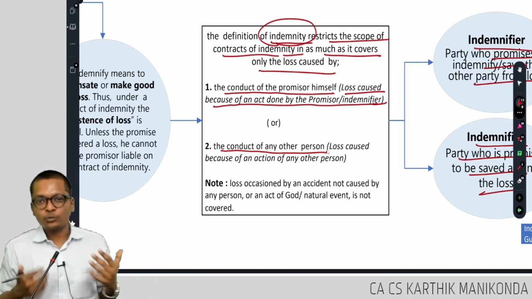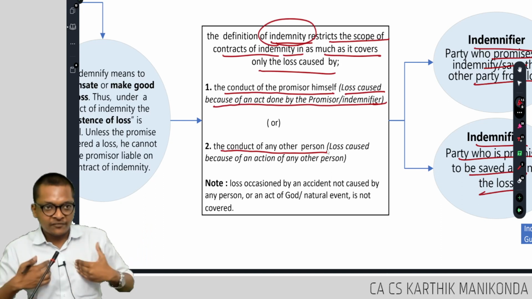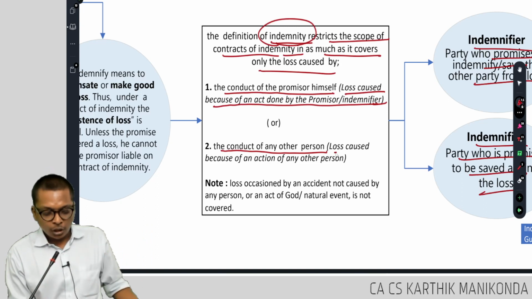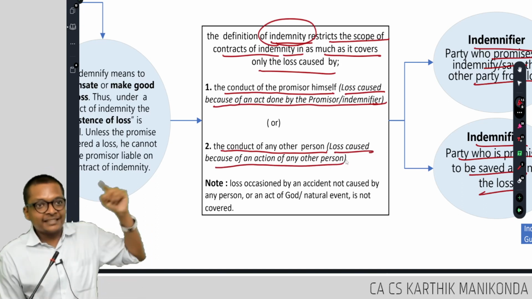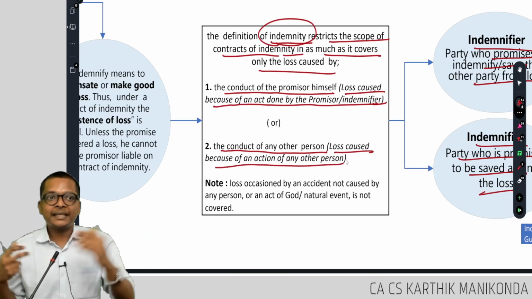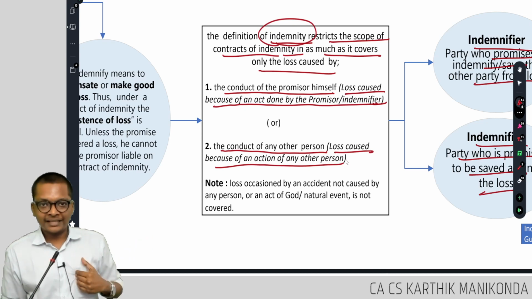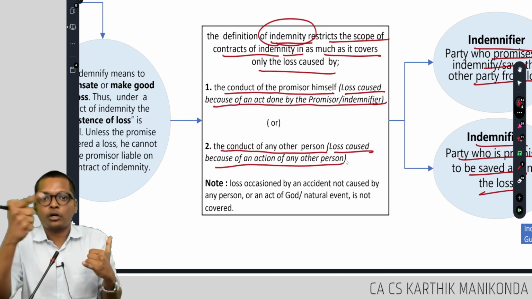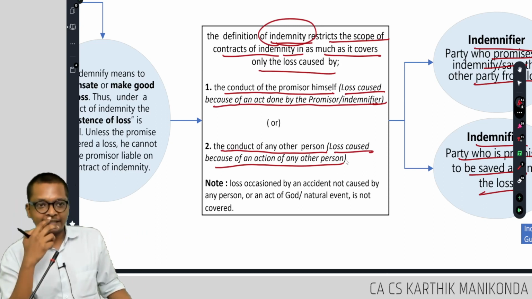Are you following, guys? That's what accidents are. See, accidents could be my fault or somebody else's fault. He's saying it could be anybody. Loss caused because of an action of any other person. I was driving properly. He came and hit. Are you following, guys? See, I'm using the example of insurance for indemnity. Indemnity can be for any other contract. Are you following, guys? Clear?